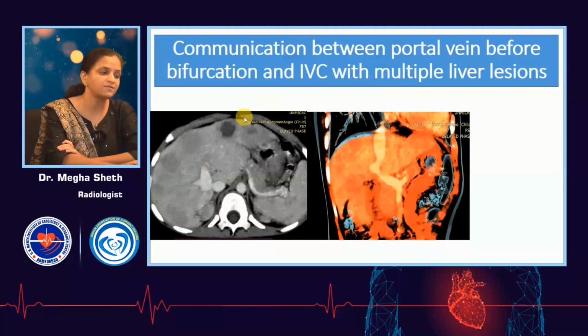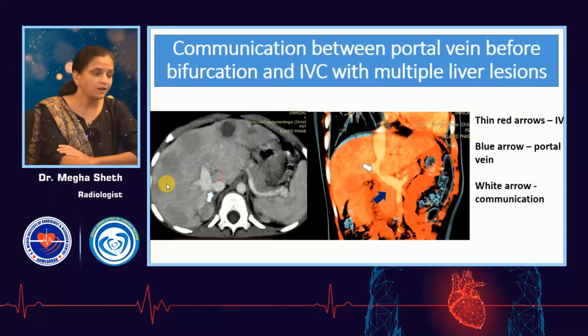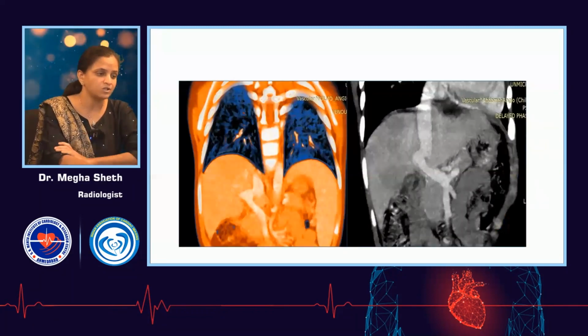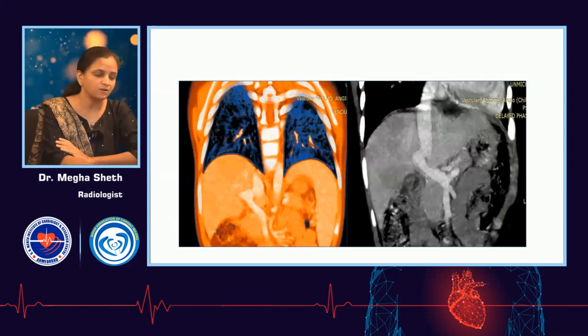What extra finding we see here are these multiple nodular liver lesions which I had mentioned. These are liver lesions most likely due to nodular regenerative hyperplasia. So again, I have demonstrated the IVC, portal vein and the communication. Same patient VRT images, we can very nicely see the shunt.